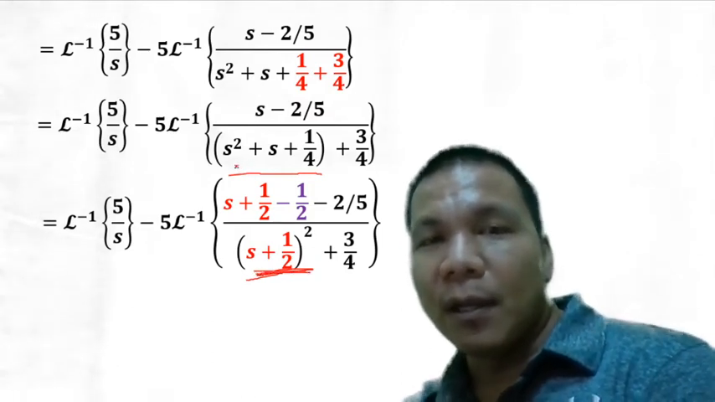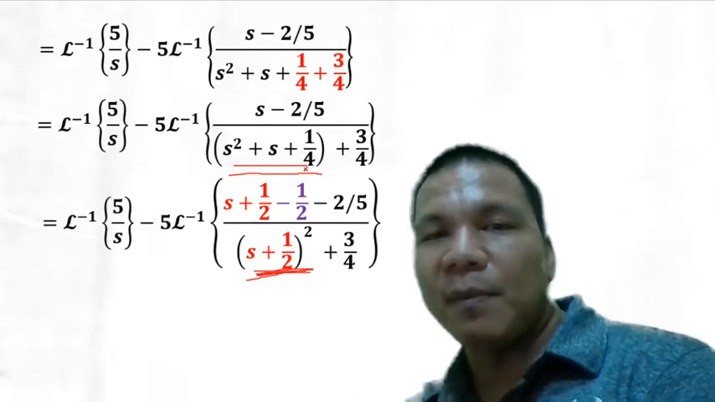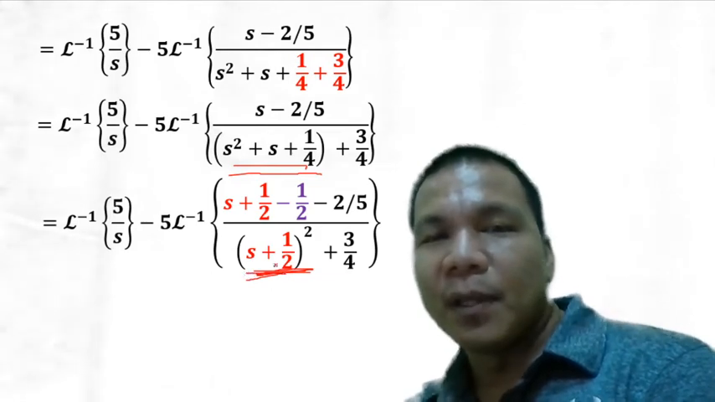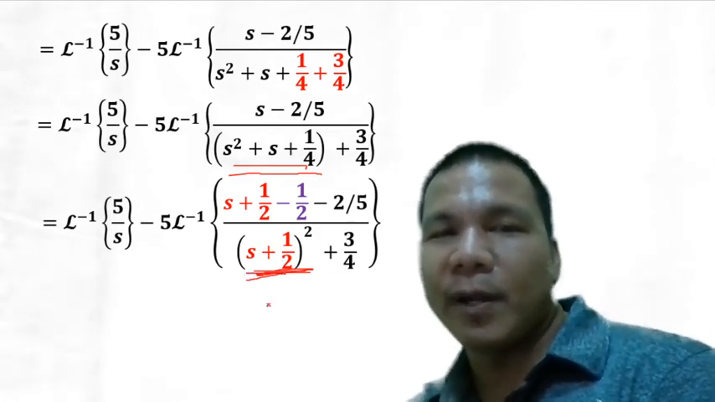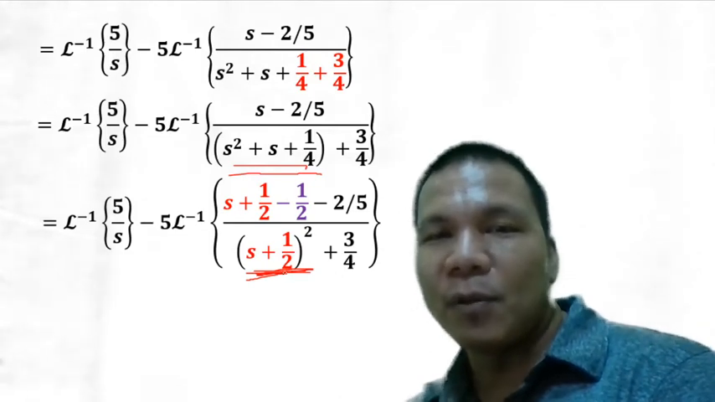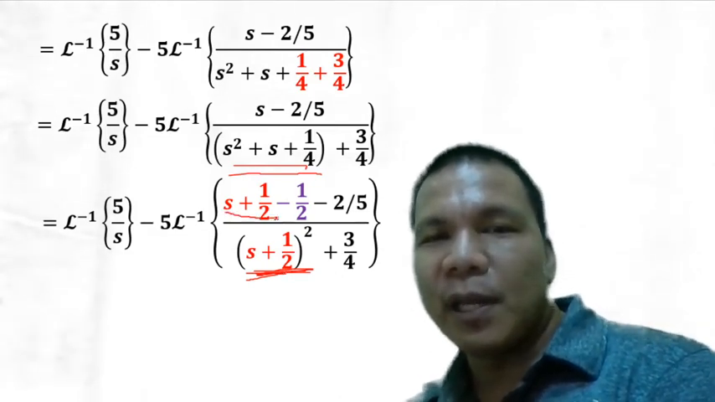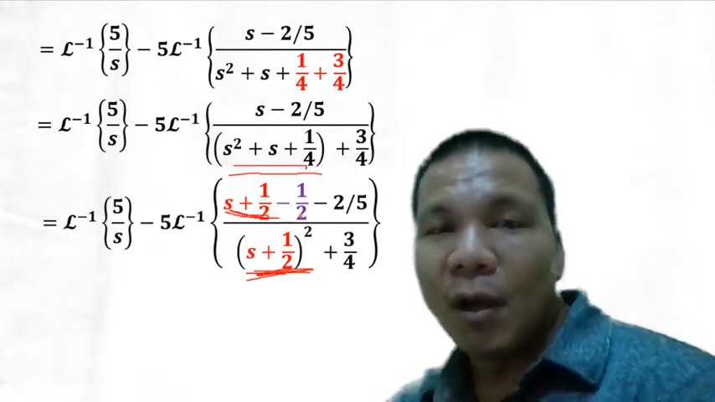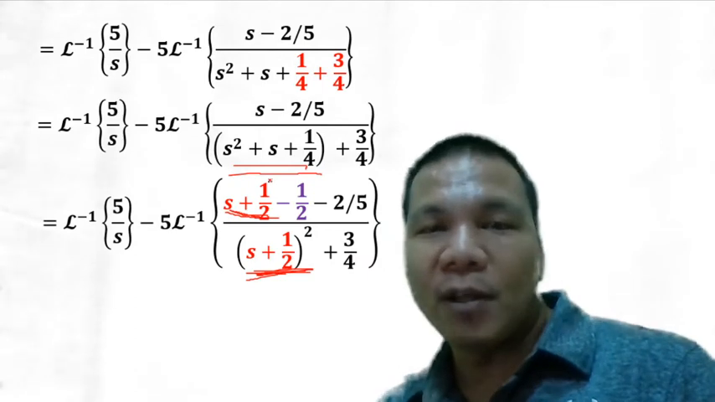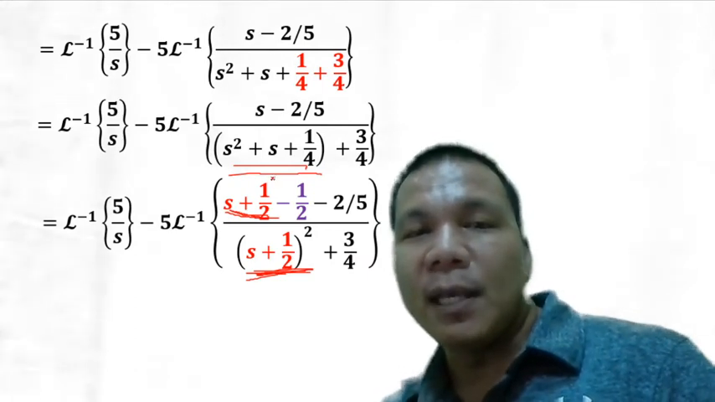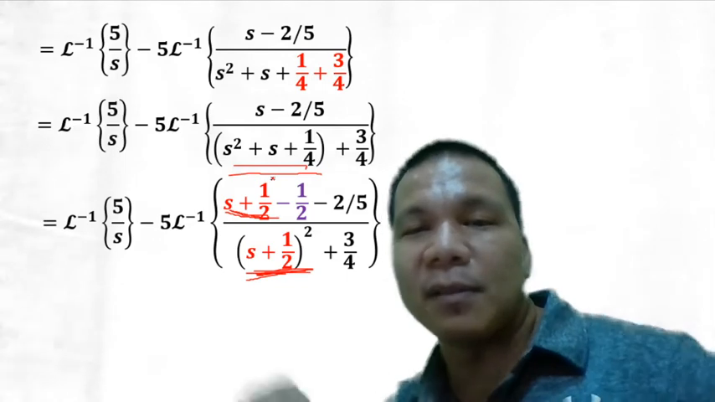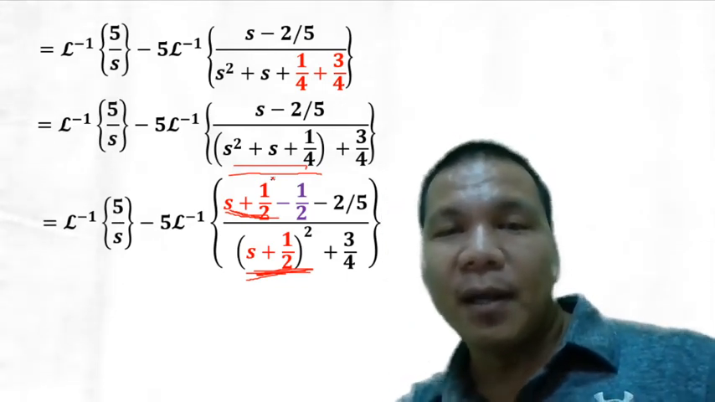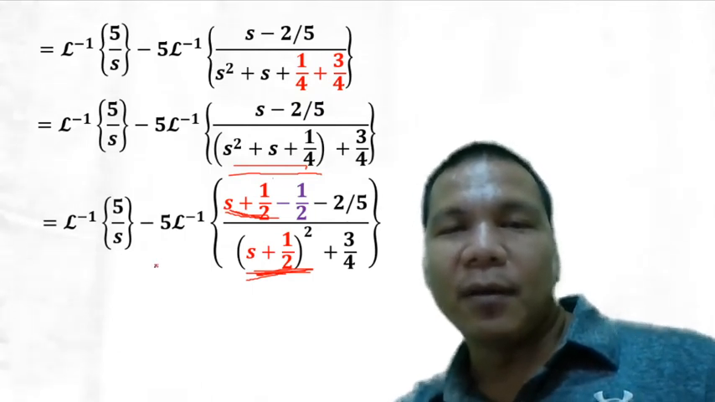Take note, s squared plus s plus 1/4 is the same as s plus 1/2 quantity squared. So here, 1/2 is the amount of shift. That is why in your numerator, I put 1/2 minus 1/2, so that when we split the two fractions, it will give you the same shift on your first fraction.